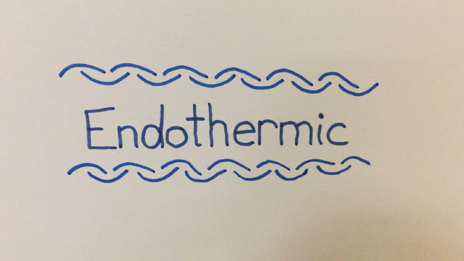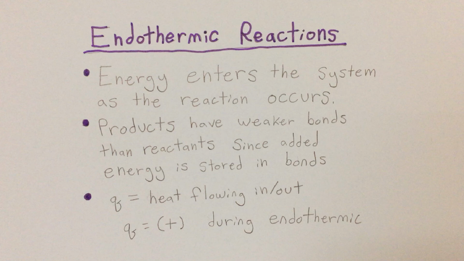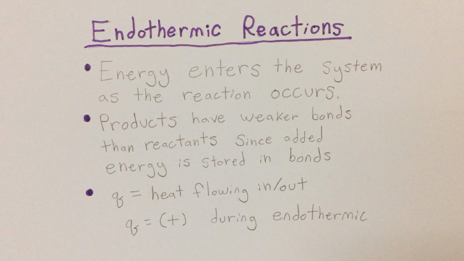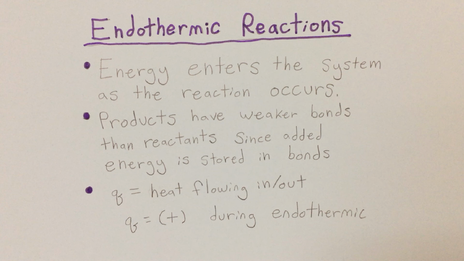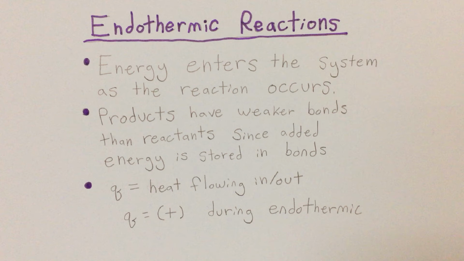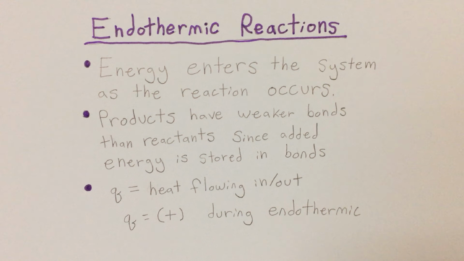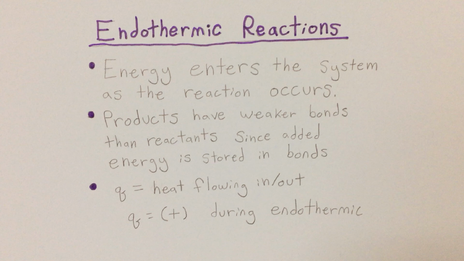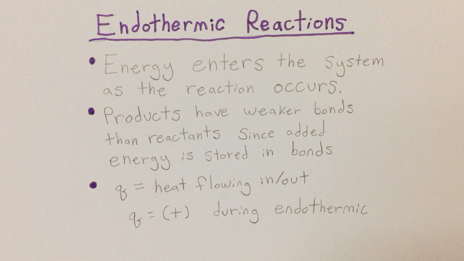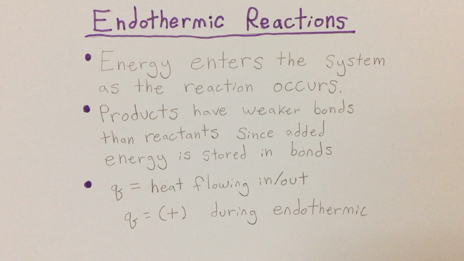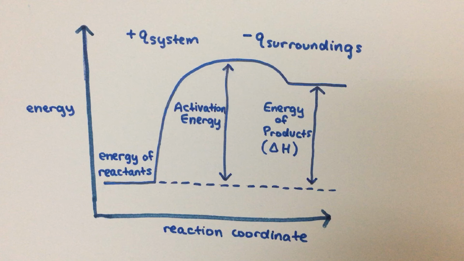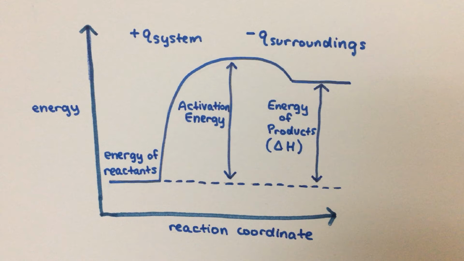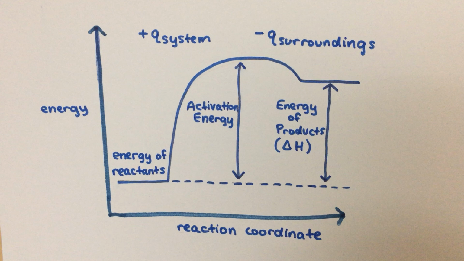Endothermic reactions. These types of reactions are characterized by energy flowing into the system as the reaction proceeds. The products of these reactions have weaker bonds since these bonds have a larger amount of potential energy stored in them. In this case, Q would have a positive value because energy is added to the system. This graph shows that after the reaction is complete, the products of endothermic reactions possess more energy than the reactants did.